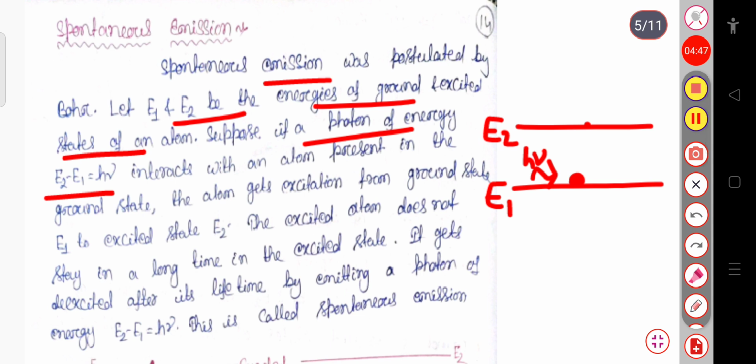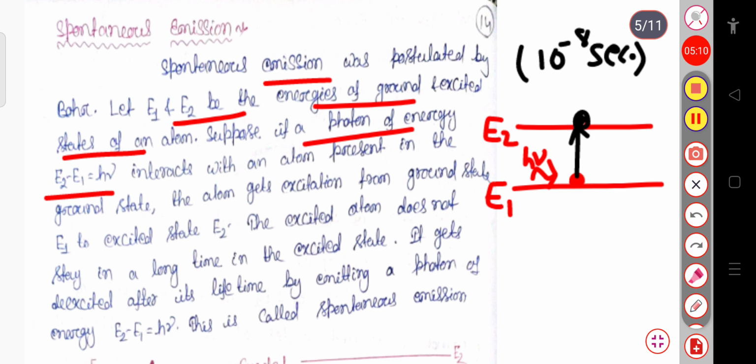So now this atom goes to this state, that is your excited state. Now this atom is present here in the excited state, and the lifetime of the atom is just about 10 power minus 8 second, as we have discussed in the previous classes. So this atom cannot stay here for a longer time.